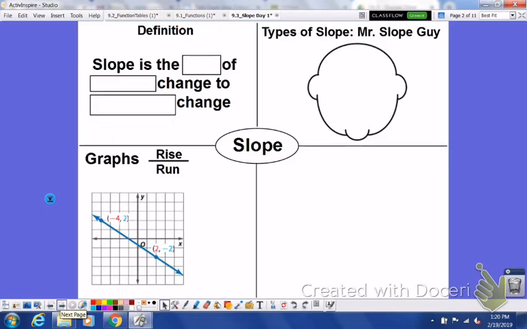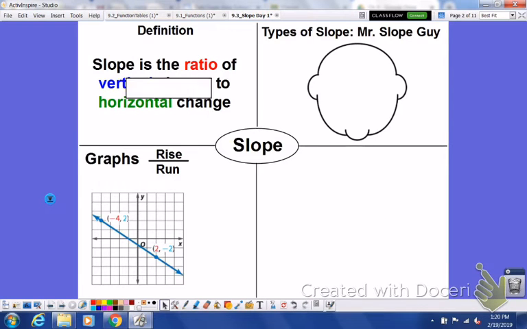Okay, now, your constant rate of change is very similar to your slope. So our definition of slope. Slope is the ratio, so looking at a fraction, of the vertical change to the horizontal change. Vertical is up and down. That's your y. Horizontal is left and right. That's your x.